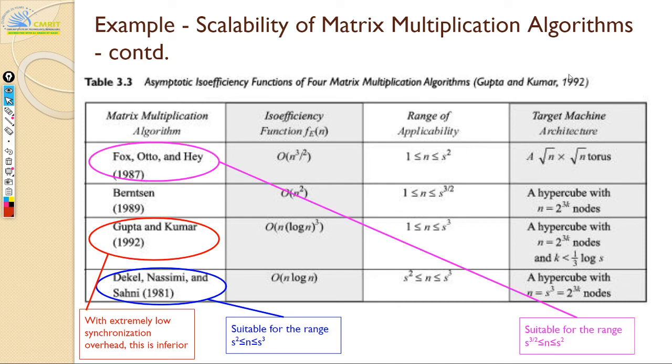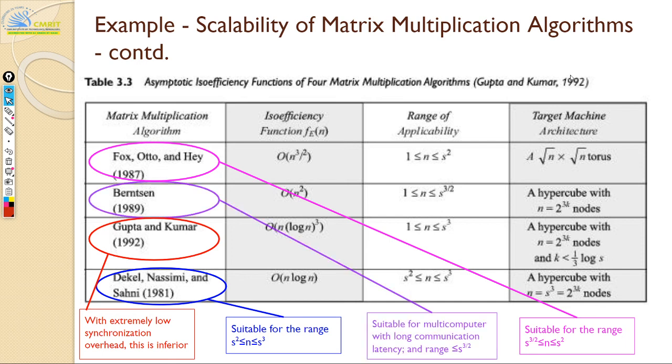And then your Fox, Otto, and Hay algorithm is suitable for the range s to the power 3/2 to s squared. And finally, your Bernstein algorithm is suitable for anything with long communication latency, and also any range less than n less than s to the power 3/2. Bernstein's algorithm is actually good. Okay, so this is what you learn from your ISO efficiency functions.